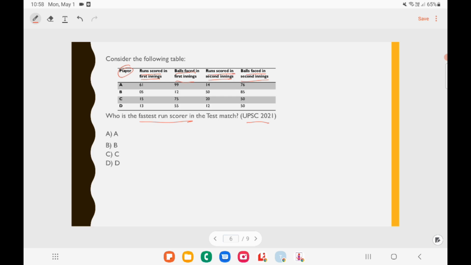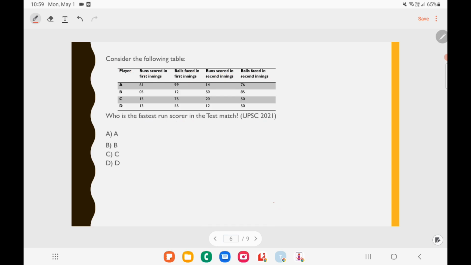So here what we need to do is find the R by B ratio. R by B ratio means runs by balls ratio, and whoever has the higher runs by balls ratio will be the fastest run scorer, right? So we need to find the runs by balls ratio. Here we need the total runs scored by each person and the total number of balls faced by each person.